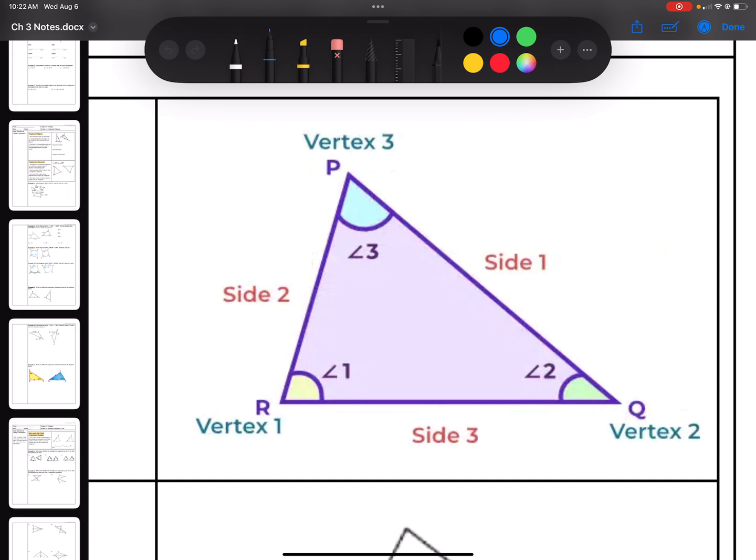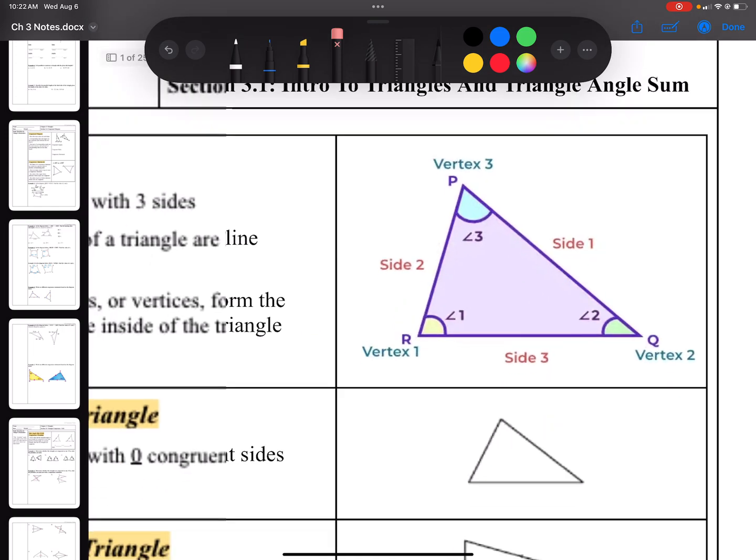One thing that's going to become really important later on in this course is to be able to identify this. This is side 1 over here that I'm going to highlight yellow. It's really important to be able to identify what side is across from, meaning if you go through the center of the triangle, what angle. That's why you see angle 1 is labeled in the bottom left corner, and that's across from side 1, and so on. Side 2 is across from angle 2, and side 3 is across from angle 3.